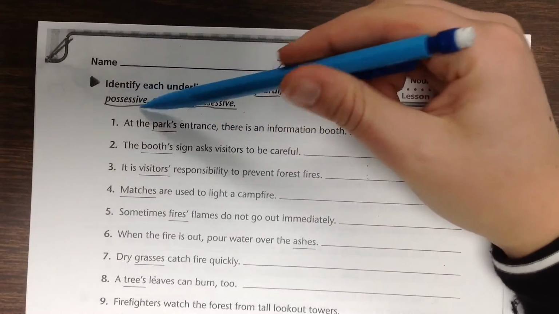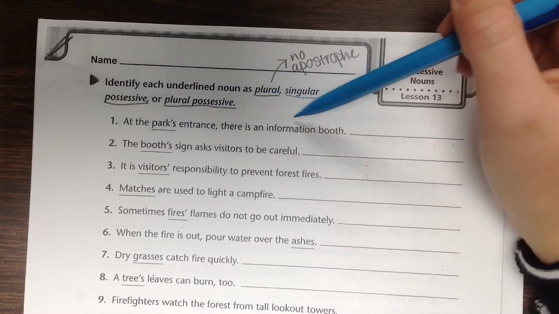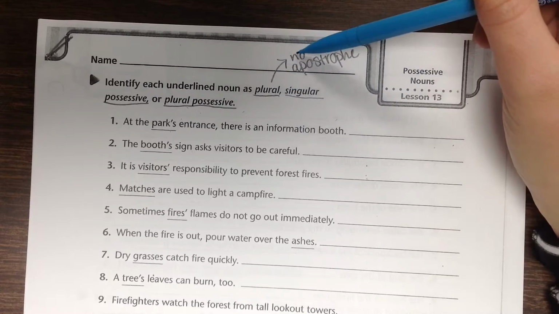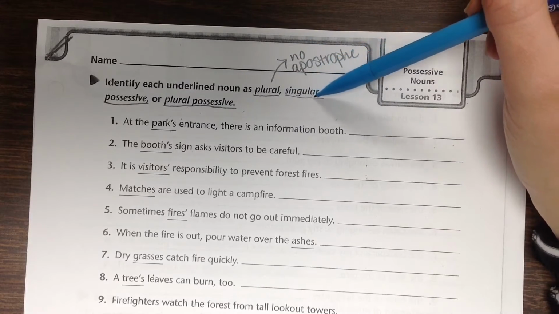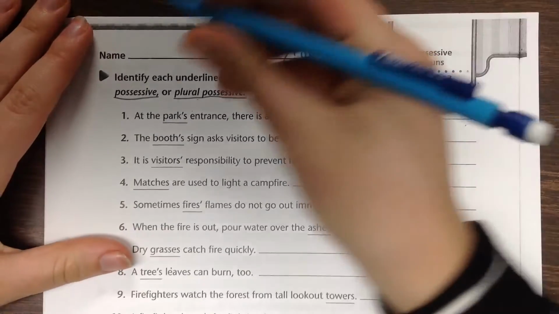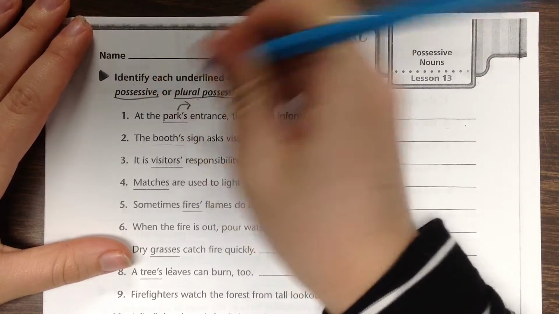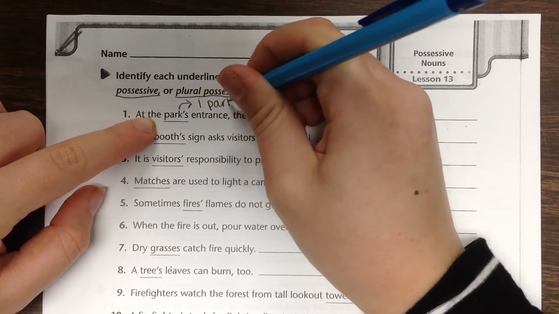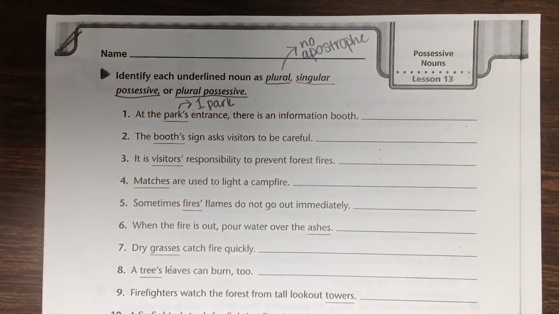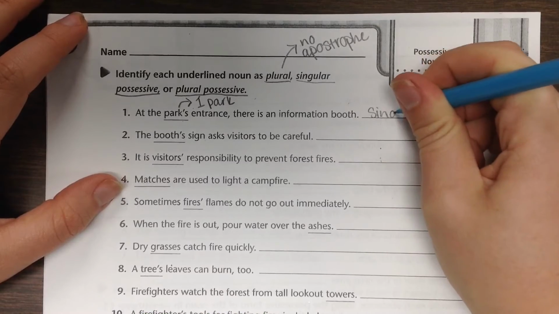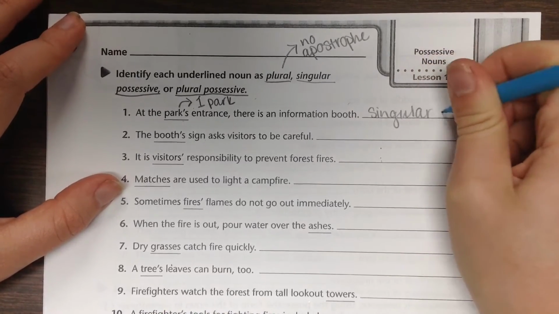So let's look at this one. At the park's entrance, there is an information booth. Okay, so it's not going to be plural because that means that there's no apostrophe. It's got to be either singular possessive or plural possessive. So it's actually going to be singular possessive, and here's why. There is only one park. It's not talking about there being a ton of parks. There's just one park. So one is singular, singular possessive.